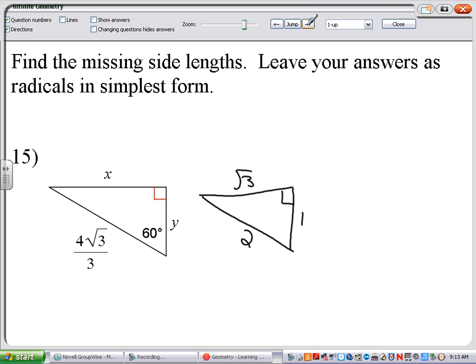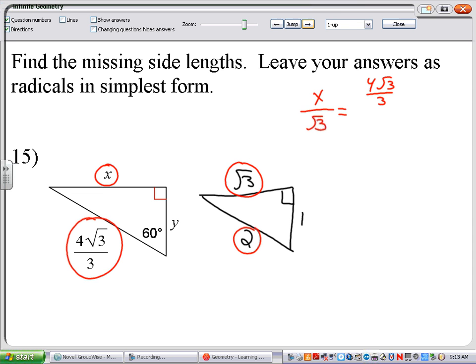So let's figure out the x first. So x looks like it corresponds to the square root of 3. So I write x over the square root of 3 equals, and let's do my numbers here. It's 4 square root of 3 over 3, all over 2.